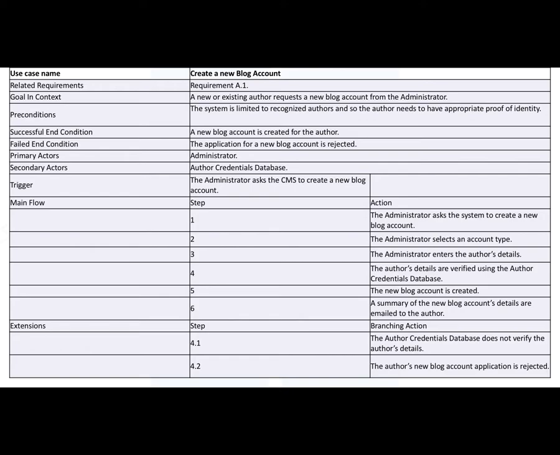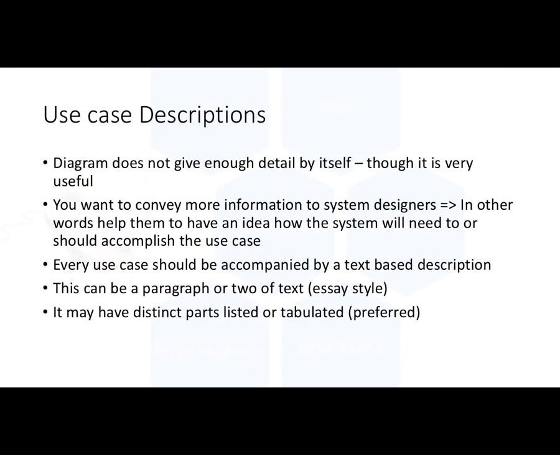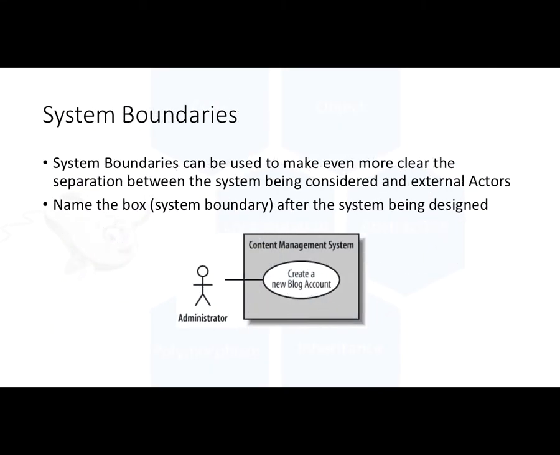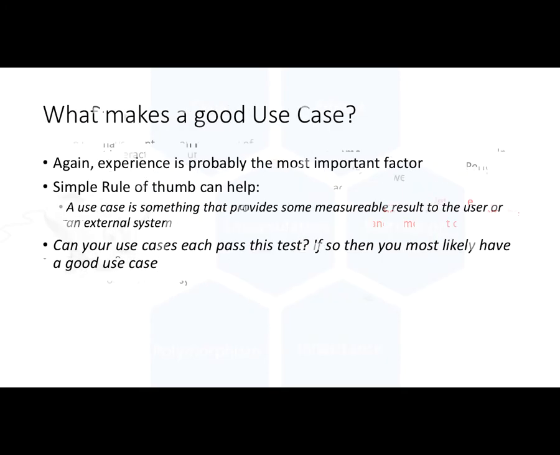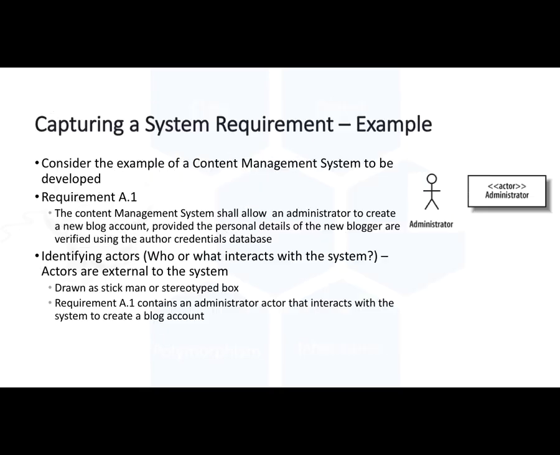Okay, so let's look back at the requirement that we started off with. Let's look at A1 and see what it says. The content management system shall allow an administrator to create a new blog account provided the personal details of the new blogger are verified using the author credentials database.